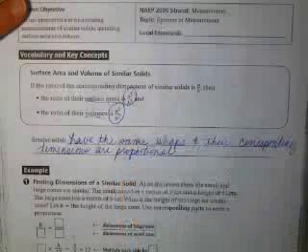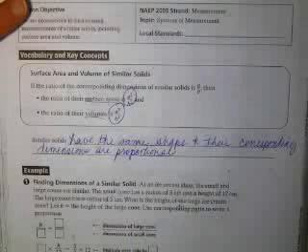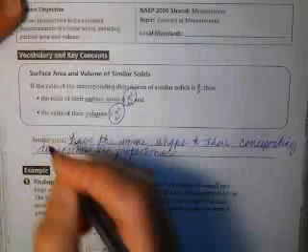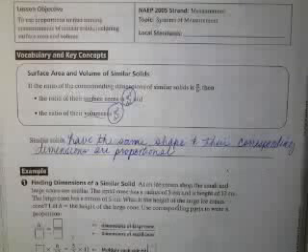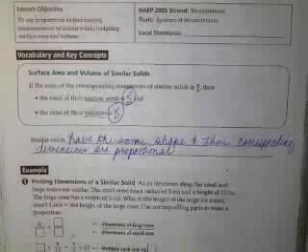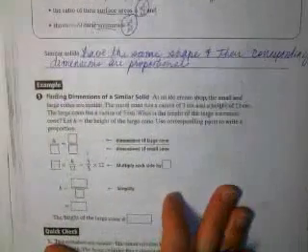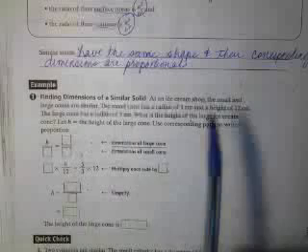All right, the definition of similar solids: solids that have the same shape and their corresponding dimensions are proportional. So cubes of different sizes would be similar solids. Various balls of different sizes would be similar solids, and so on. Balls, again, being spheres.